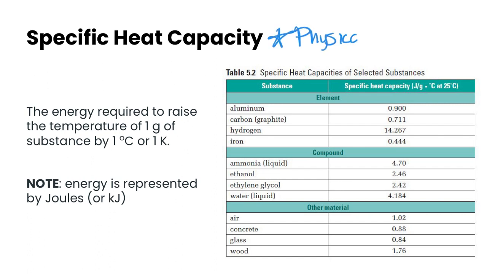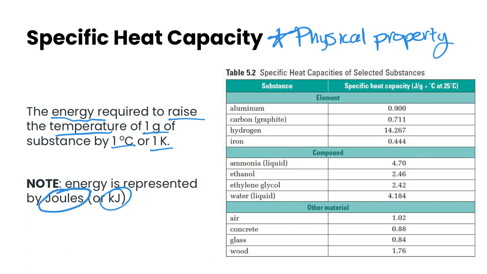So it is a physical property, and its definition is that it's the energy required to raise the temperature of 1 gram of a substance by either 1 degree Celsius or 1 Kelvin. Really important to note here that the energy is represented by a value of joules or kilojoules, and we're going to be working in kilojoules more than we'll be working in joules.